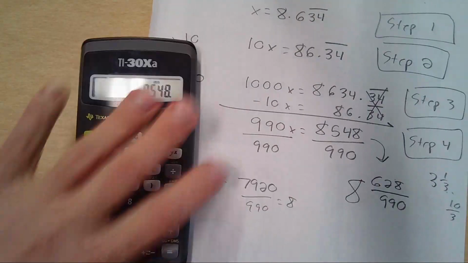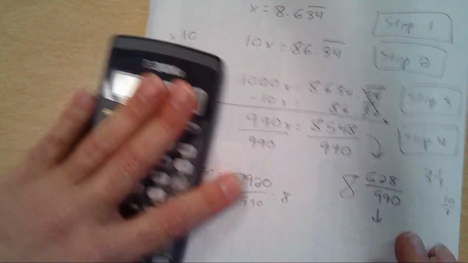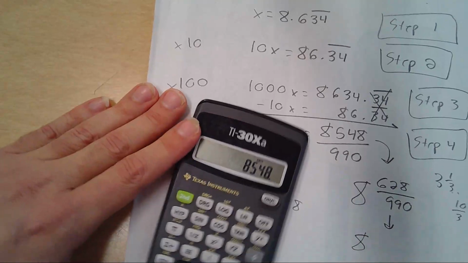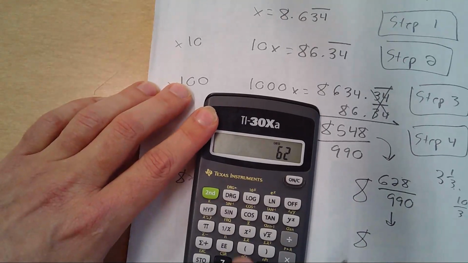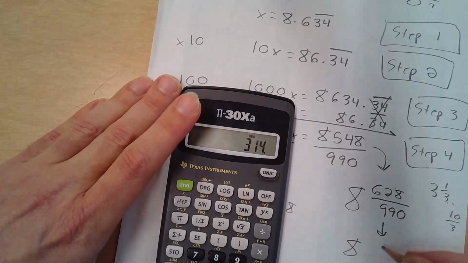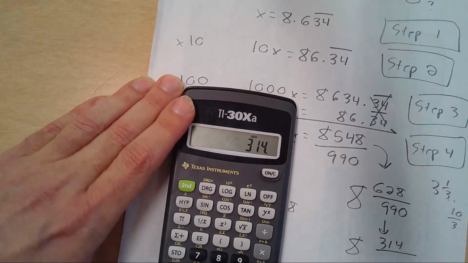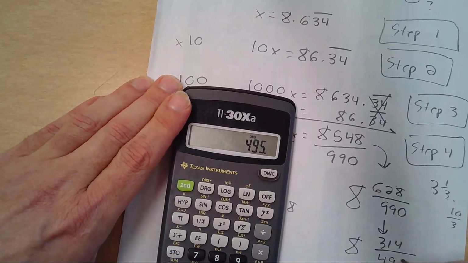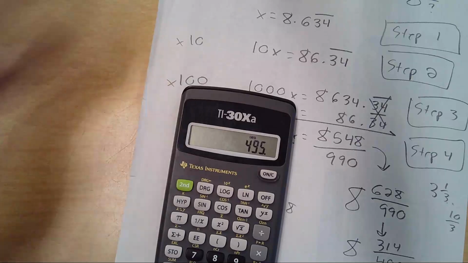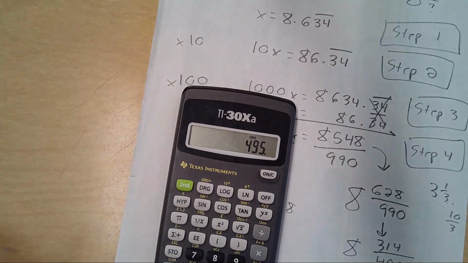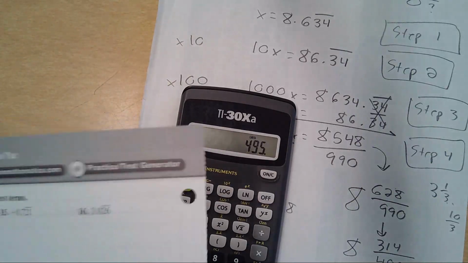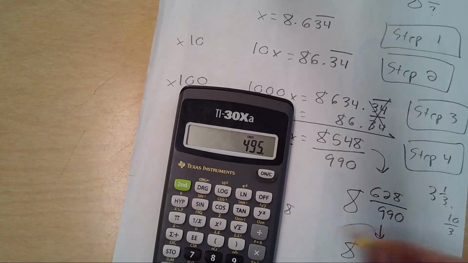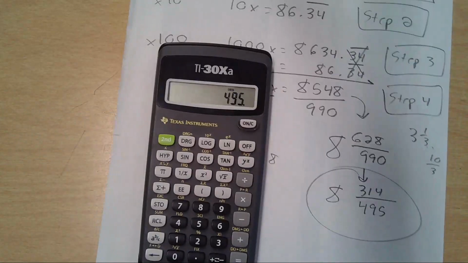So, of course, again, time to simplify. I don't know everything that divides into all this stuff, but I know it divides by 2. 314 over 495. I don't know, is that it? I hope so. Yep. There's my final answer right there.